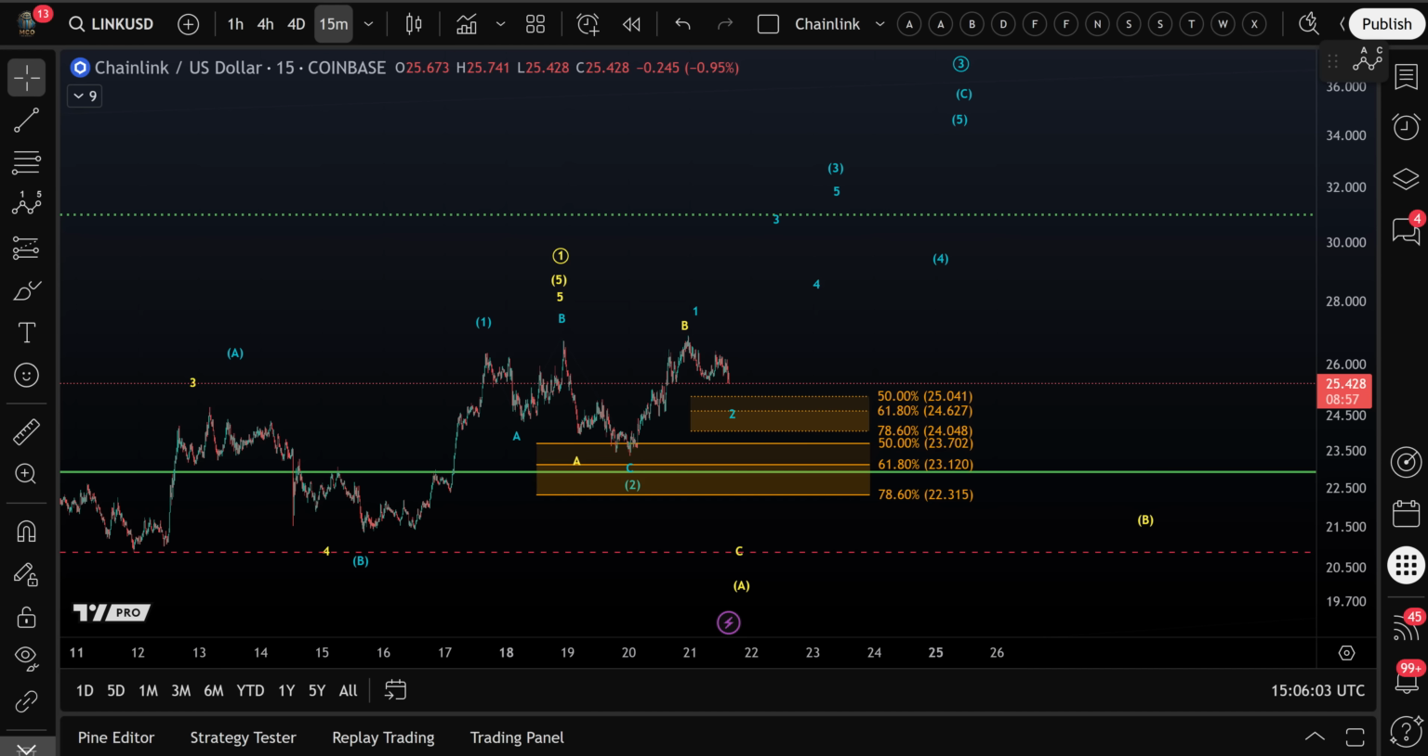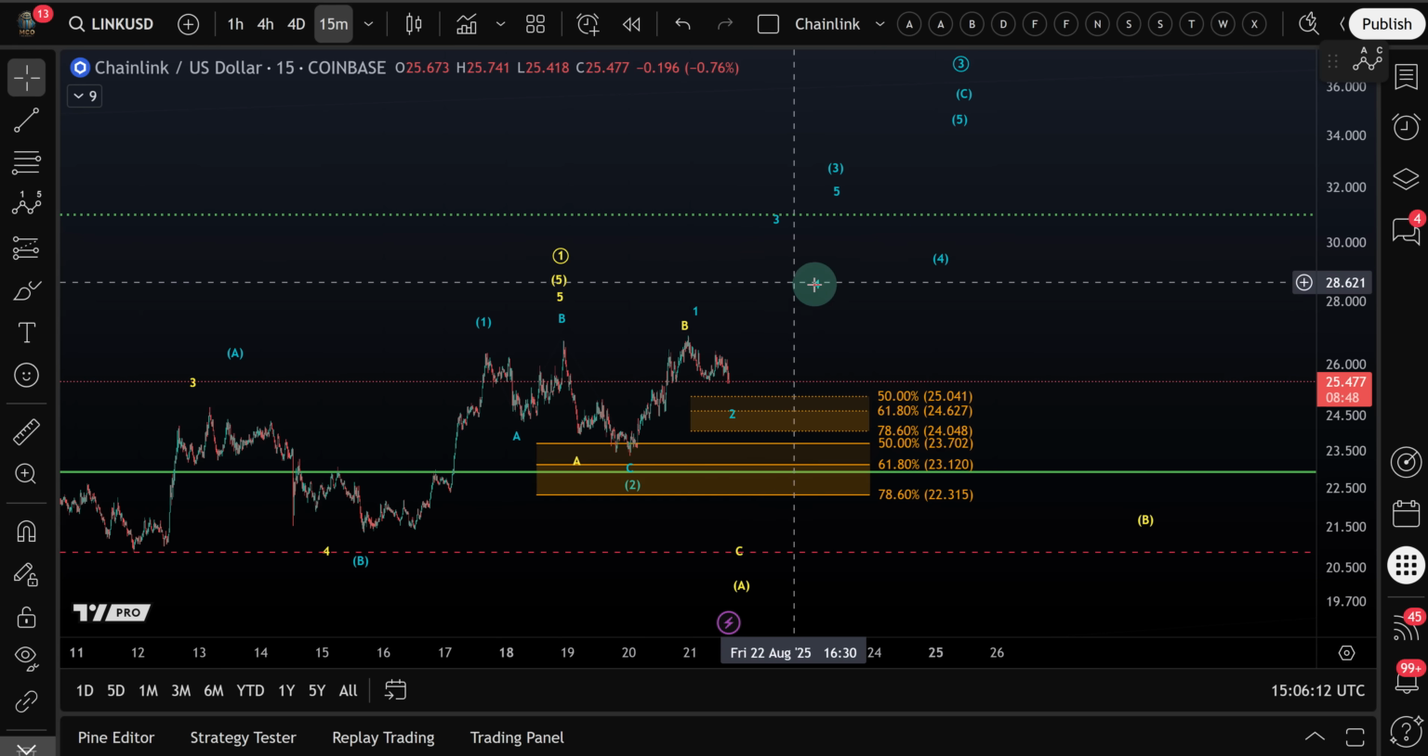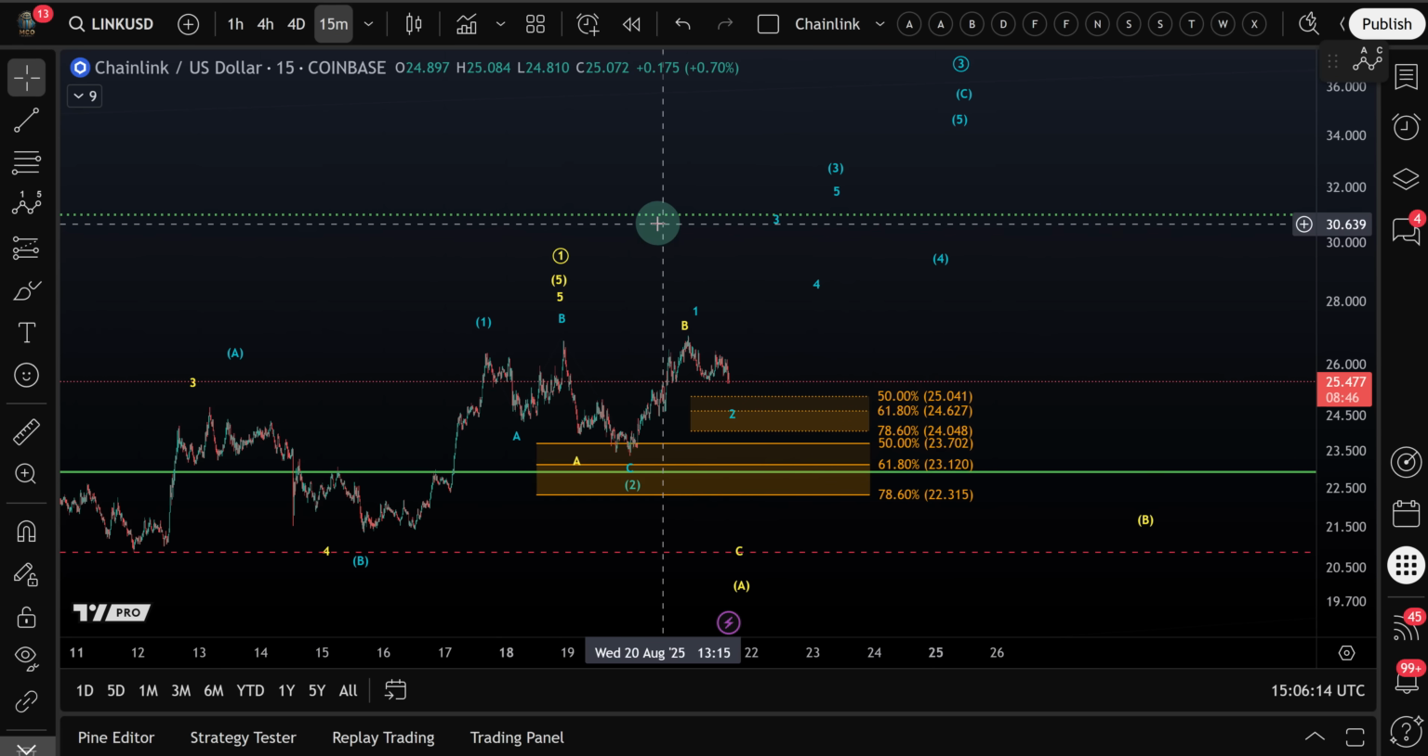I'm here on the 15-minute Chainlink chart, and it seems like we have a local top in place. So looking for lower in the very short term. But there are a couple of support levels that I am tracking here, a couple of support areas on the very short term chart.